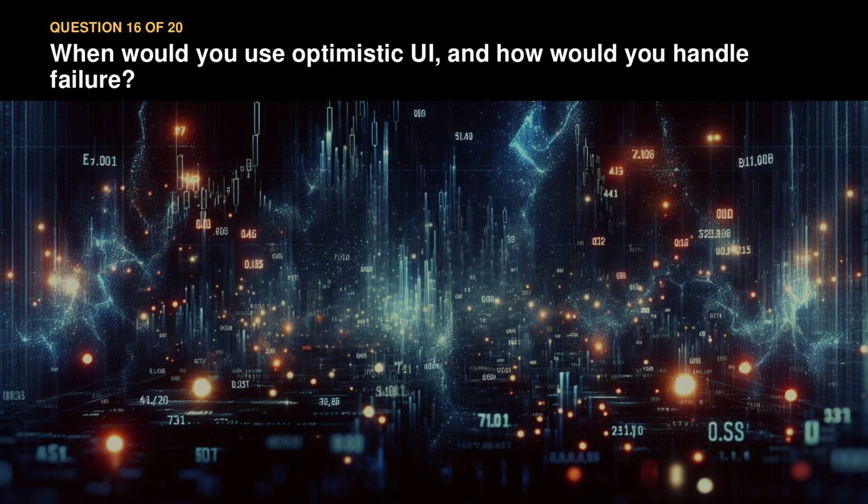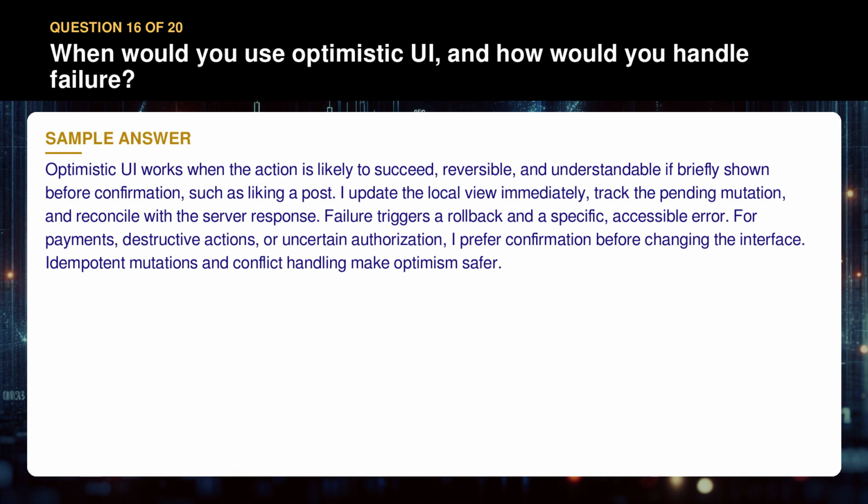Question 16. When would you use optimistic UI, and how would you handle failure? Optimistic UI works when the action is likely to succeed, reversible, and understandable if briefly shown before confirmation, such as liking a post. I update the local view immediately, track the pending mutation, and reconcile with the server response. Failure triggers a rollback and a specific, accessible error. For payments, destructive actions, or uncertain authorization, I prefer confirmation before changing the interface. Idempotent mutations and conflict handling make optimism safer.